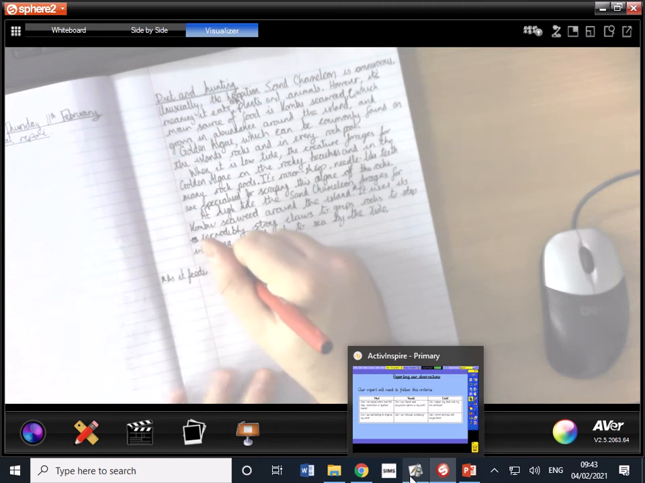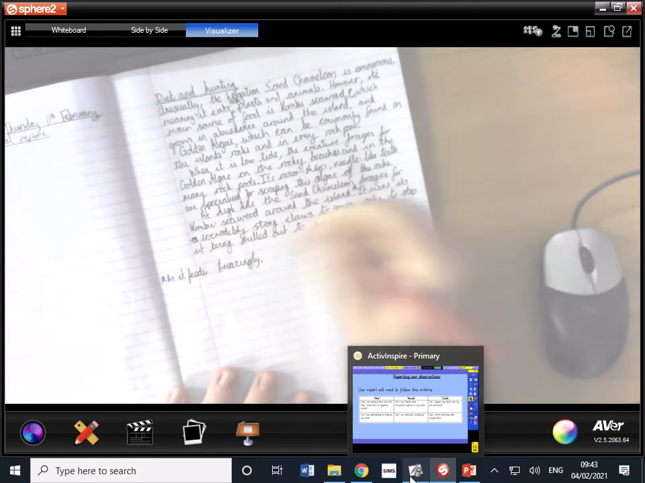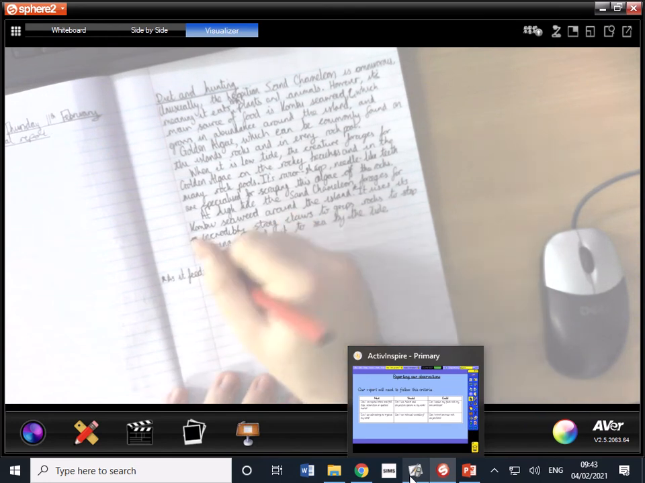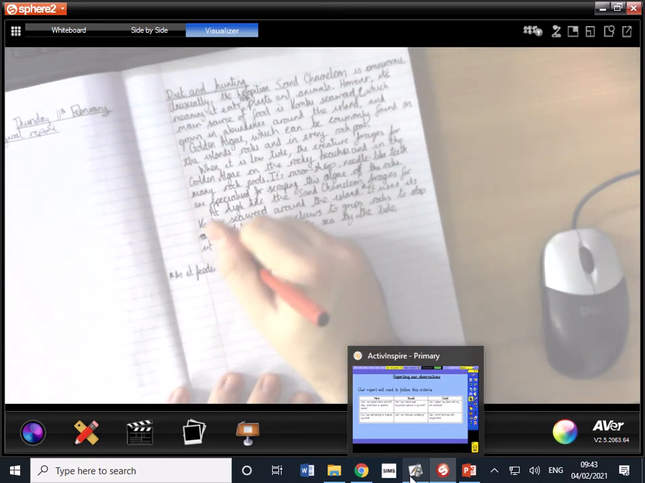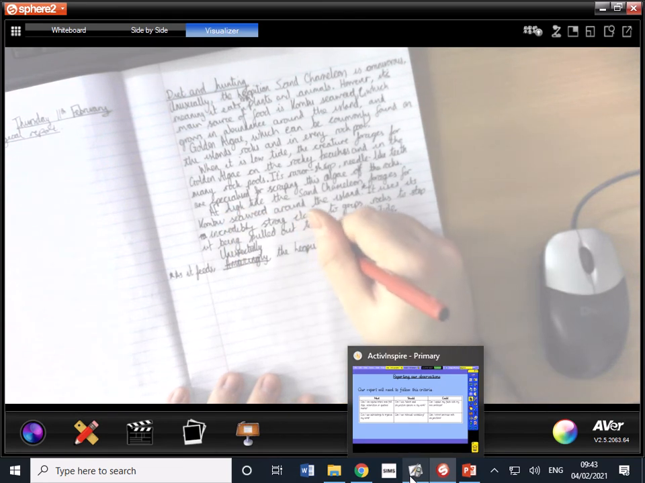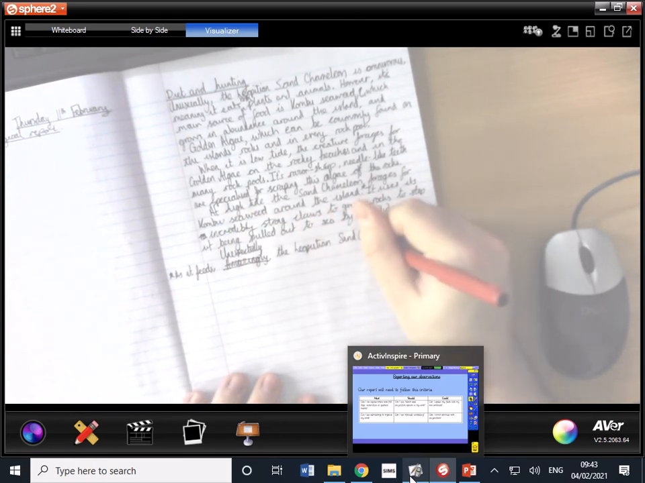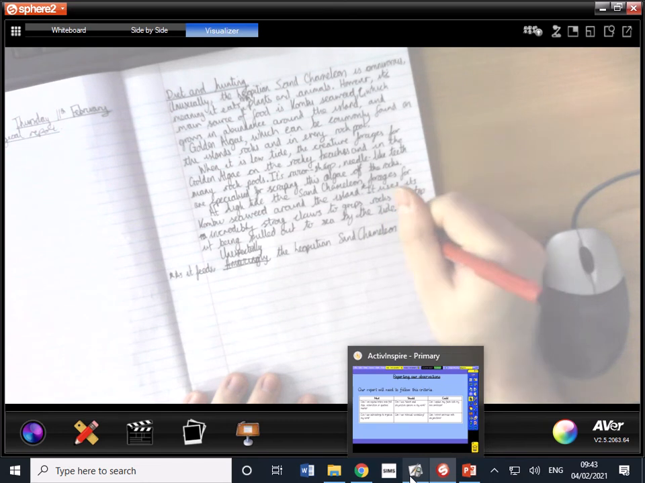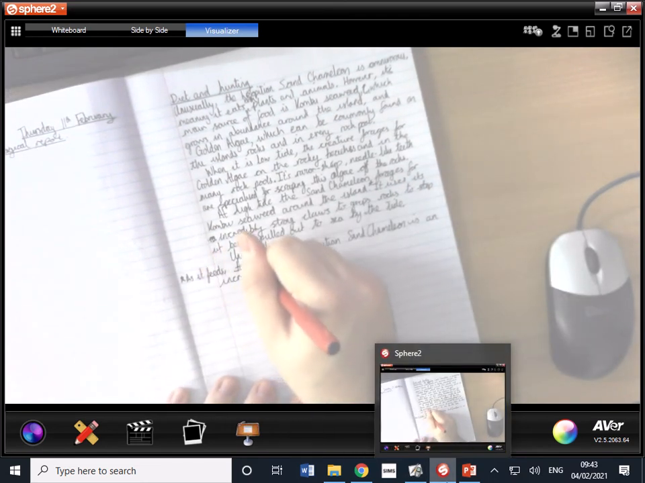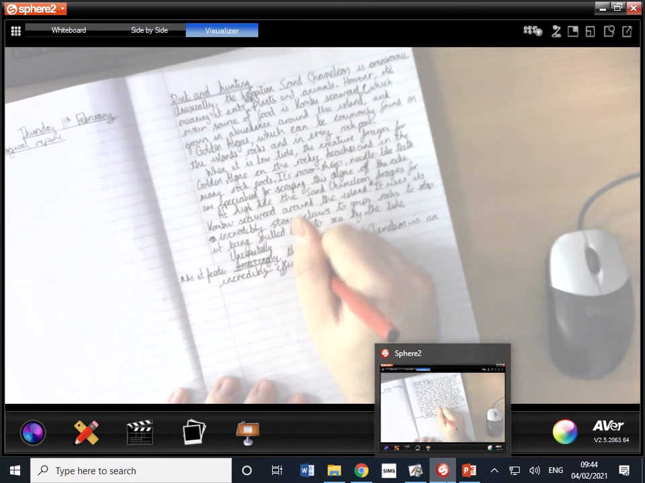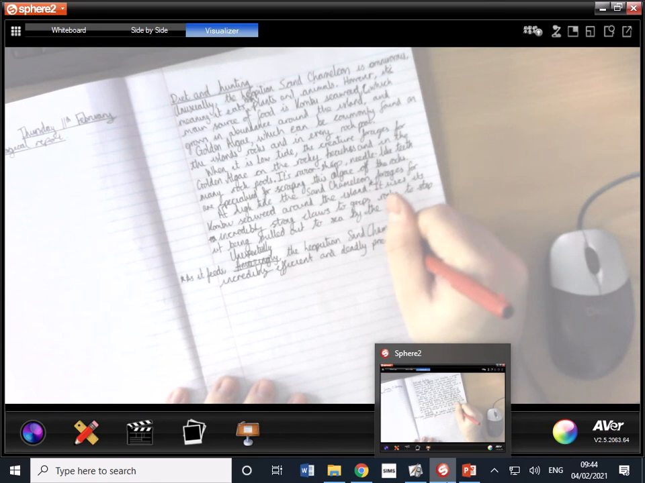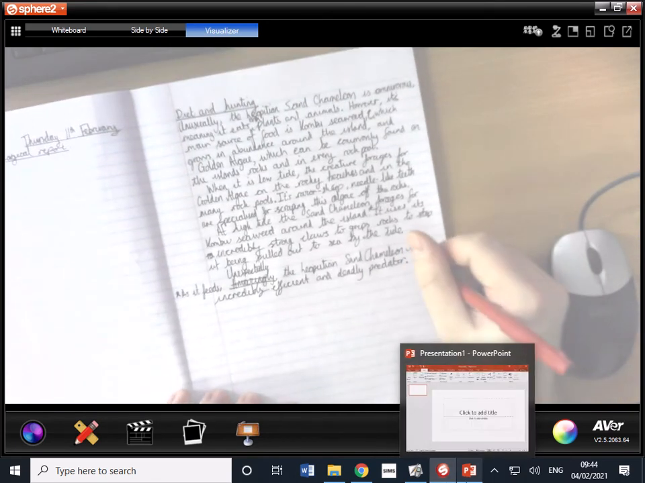So I'm going to start with amazingly. Right, amazingly, getting the ly adverb in. Amazingly, actually, no, I'm not going to go with that. I'm going to go with unexpectedly. Unexpectedly, the Leopitian sand chameleon is an incredibly efficient and deadly predator. Full stop.